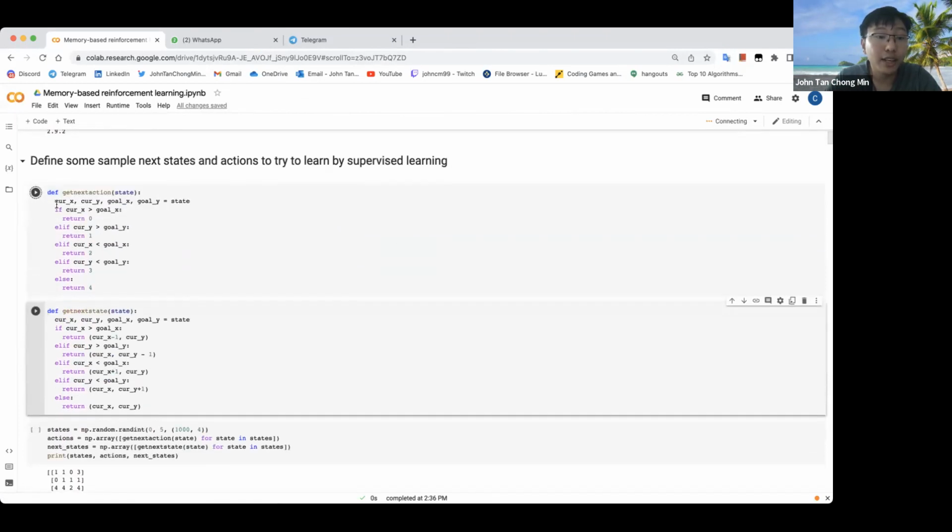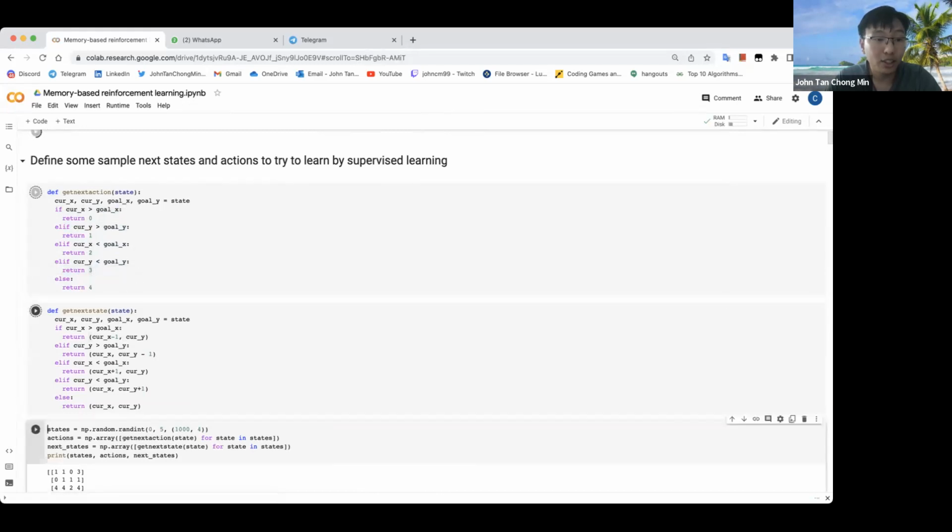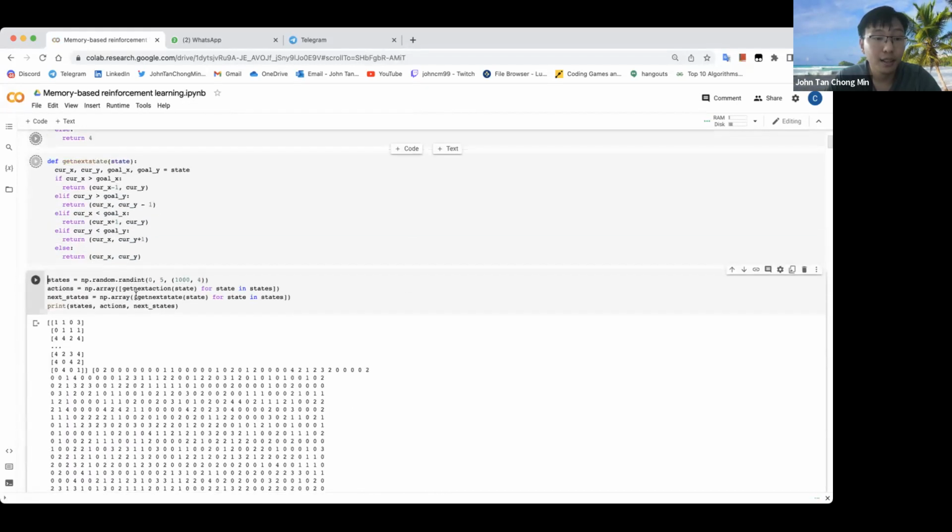So what I do is I create an environment and then create a few sample actions, like go right, go up, go left, go down, based on the current state and the goal state. Then I also get the next state based on the action that I've taken. So I create a list of states, a list of actions and a list of next states.